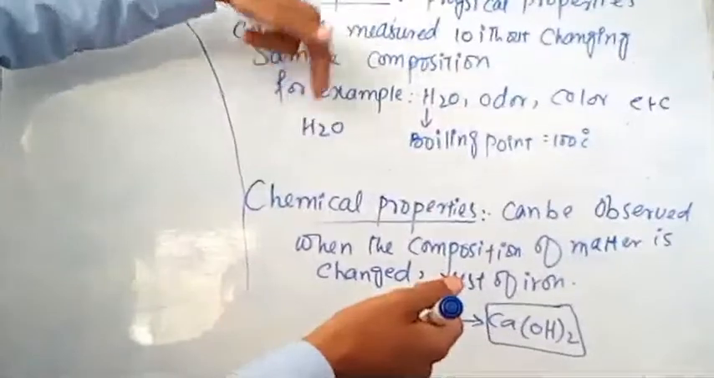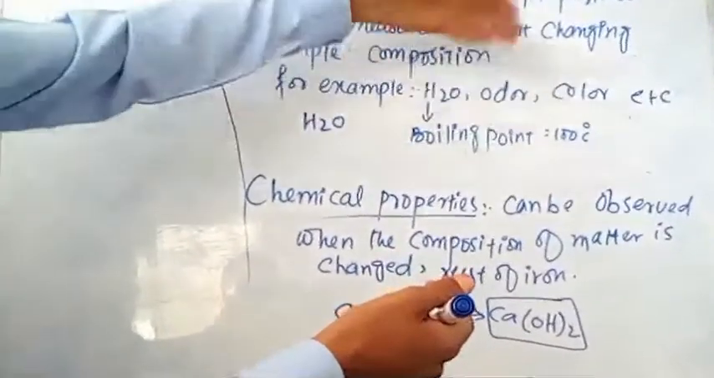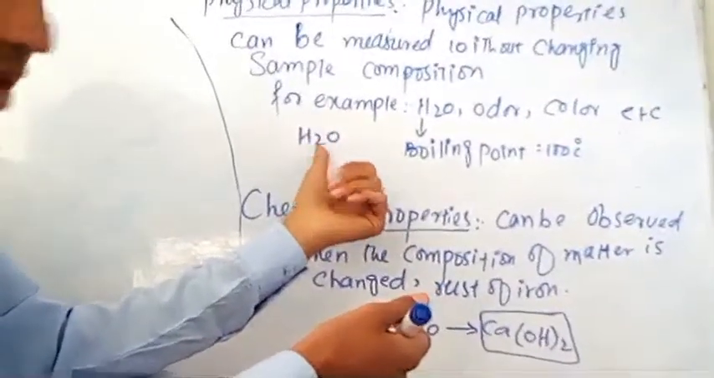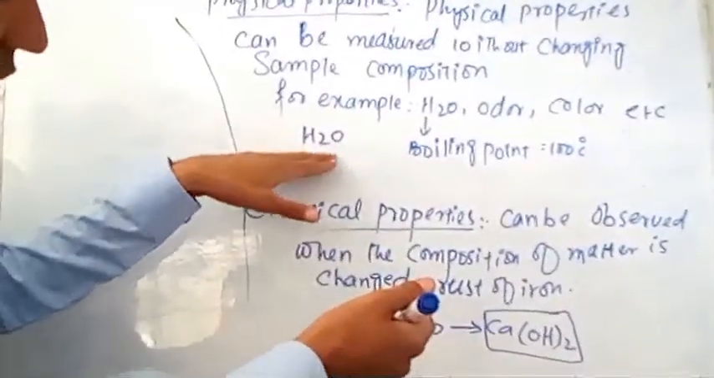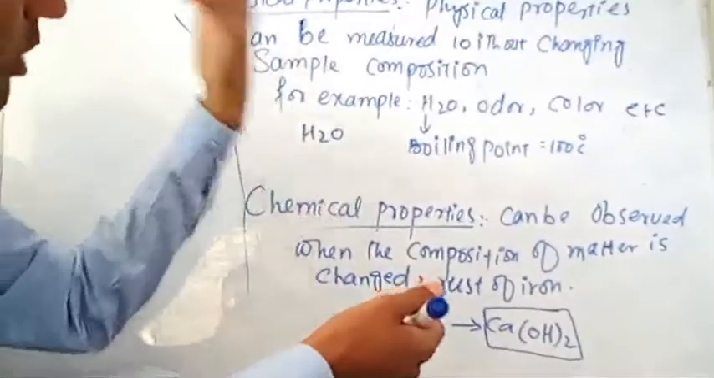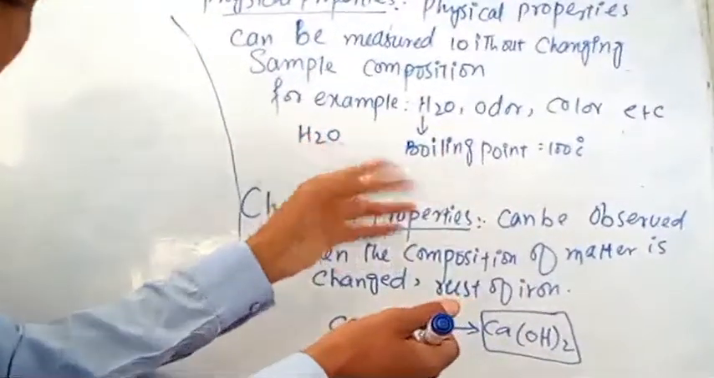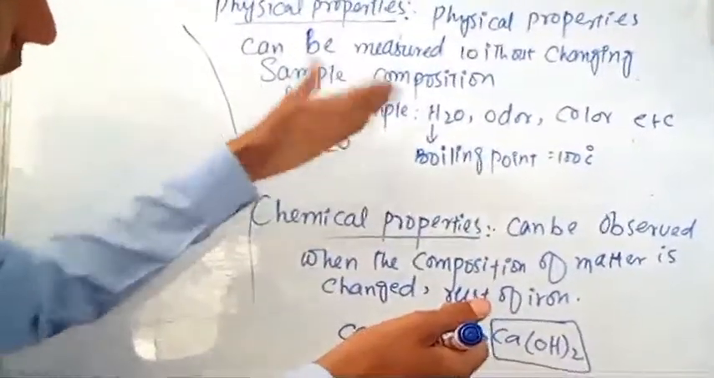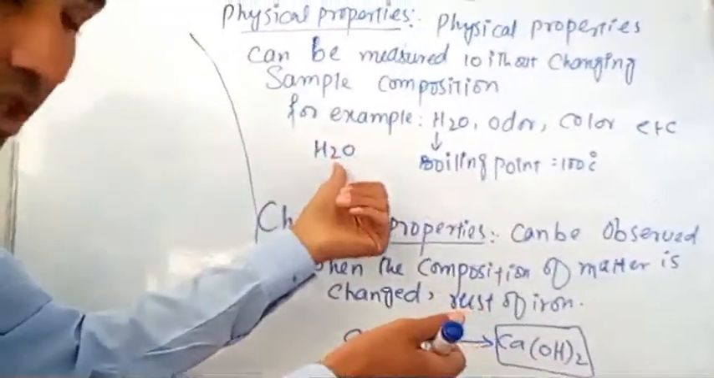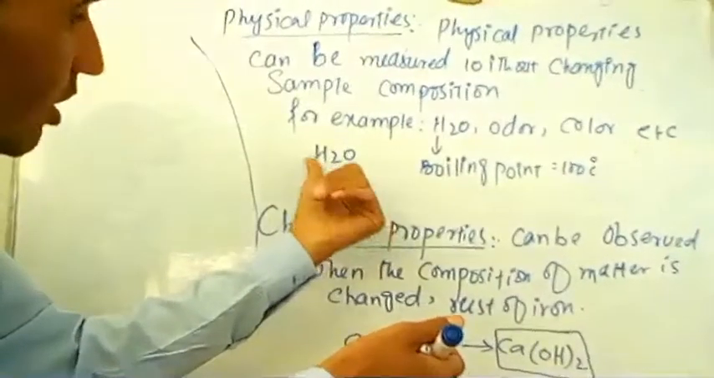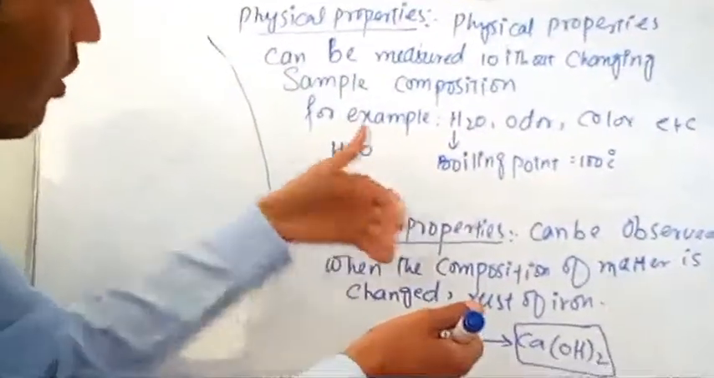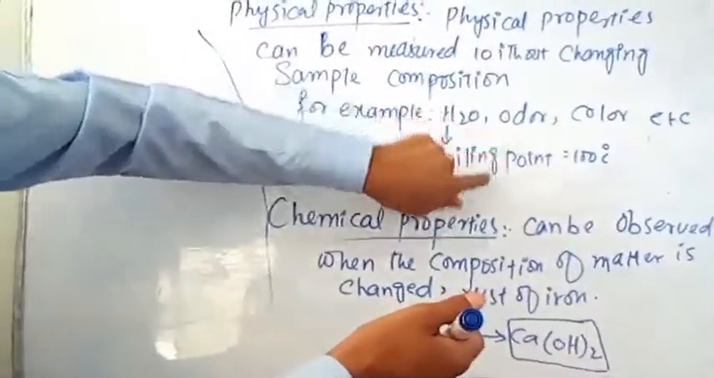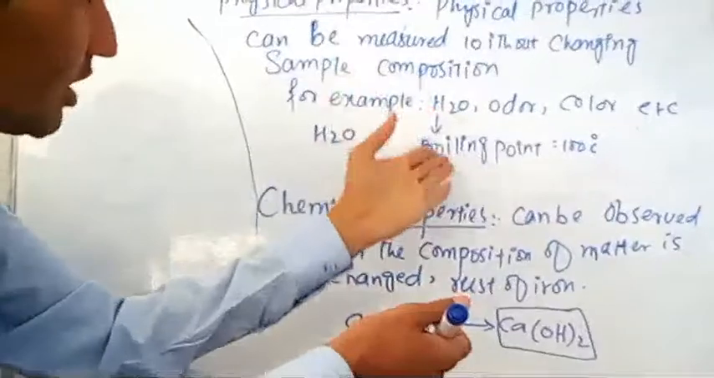Therefore, we can say that the boiling point is a physical property. Why? Because if you want to find these properties, the sample composition cannot be changed. Only the substance can be changed from one form to another, from solid to liquid or from liquid to gas. The state of matter can be changed, but the composition cannot be changed. Water still contains two hydrogen and one oxygen if the water is changed from liquid to gaseous form. So this is a physical property.